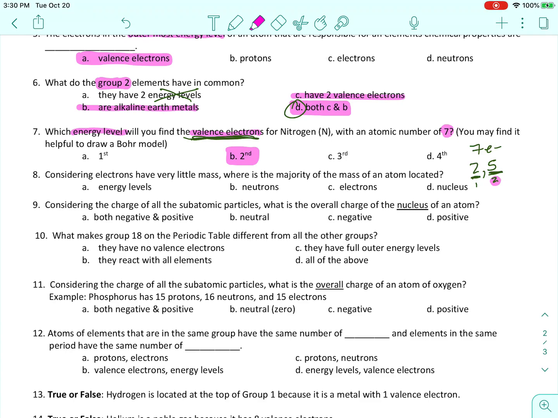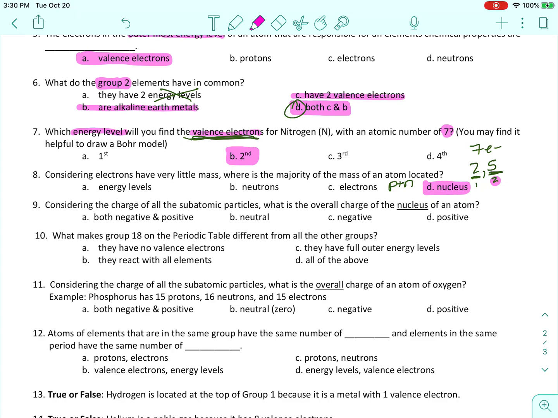Considering electrons have very little mass, where is the majority of the mass of an atom located? So they're saying that electrons have very little mass, so it's not where the electrons are. So the majority of the mass is where the protons and the neutrons are. Okay, so the protons and the neutrons are in the nucleus. So the nucleus has most of the mass of an atom.